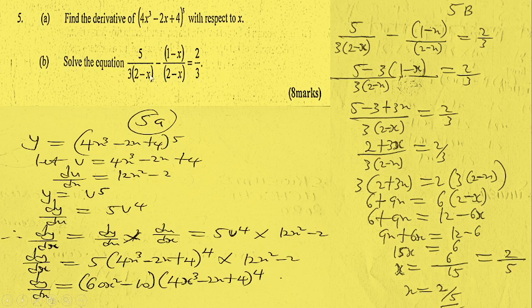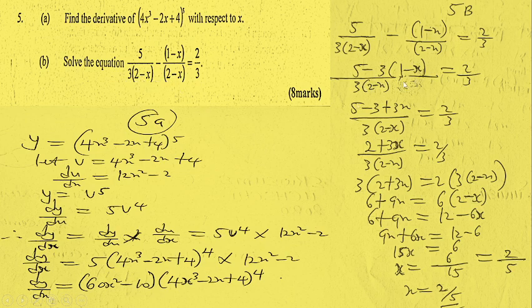You discover that the LCM is 3 into 2 minus x. 3 into 2 minus x. That's the LCM, because why? This can go into 3 into 2 minus x. This, what I'm highlighting, can go in 3 into 2 minus x. Also, this can go in 3 into 2 minus x. Also, 3 can go in 3 into 2 minus x. So that's why we said the LCM should be 3 into 2 minus x, and that's what we have here.